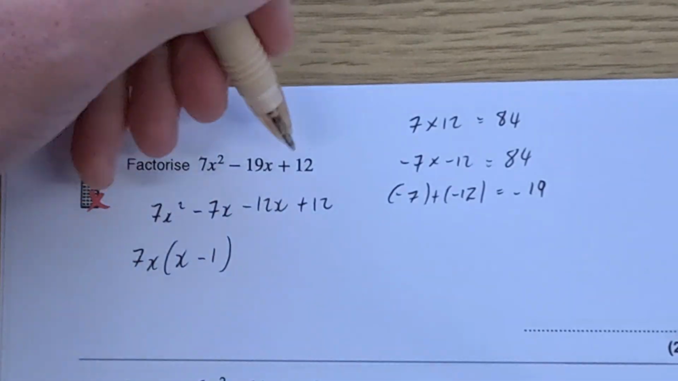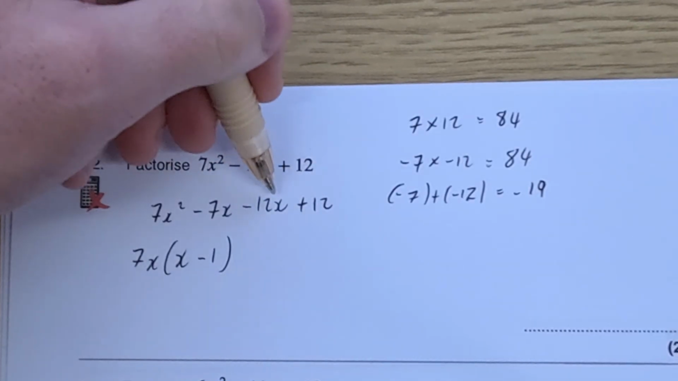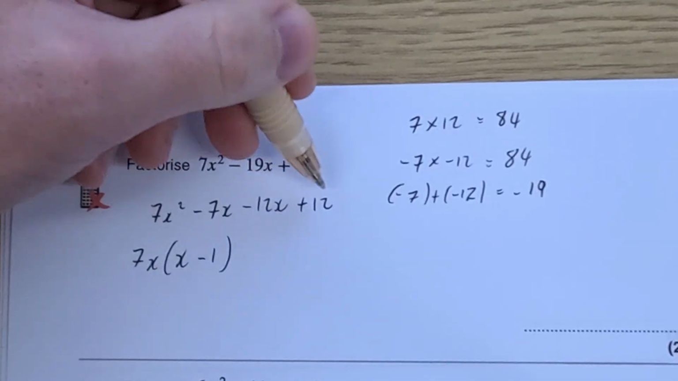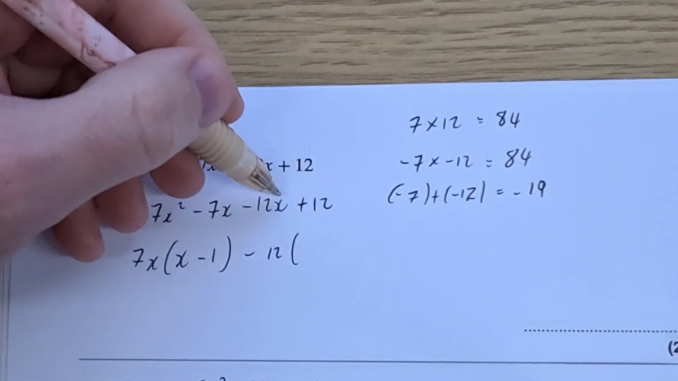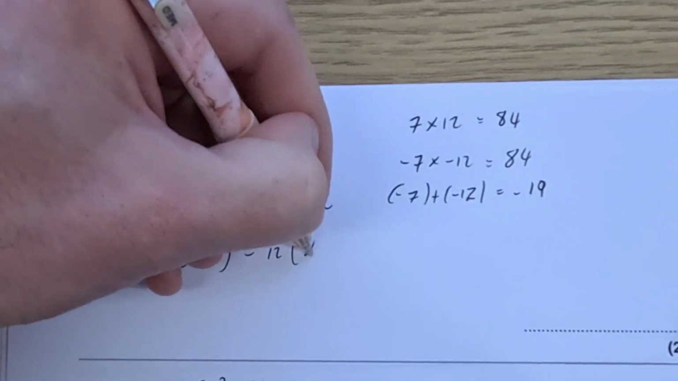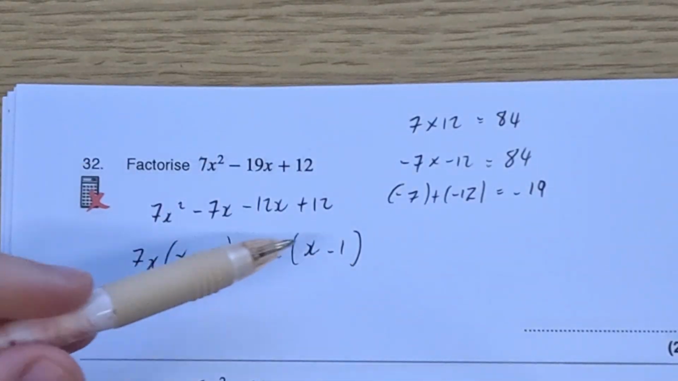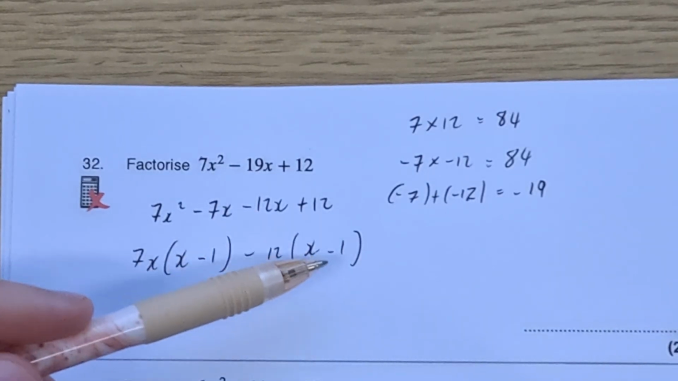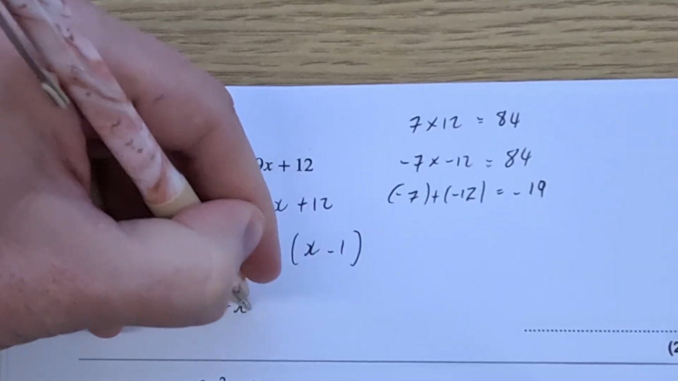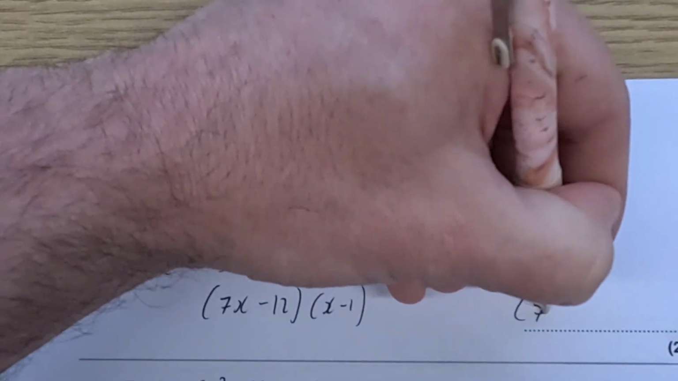Okay, next we've now got minus 12x plus 12. Whenever we take out the number, we want it to be a positive number of x's, so we're going to have to divide both of these by minus 12, so minus 12, and then in brackets. Minus 12x divided by minus 12 will be x, and then 12 divided by minus 12 will be minus 1. And that's great, we've got the same bracket twice. So we've got 7x lots of x minus 1 and minus 12 lots of x minus 1. So altogether we would have 7x minus 12 lots of x minus 1. And that's it.